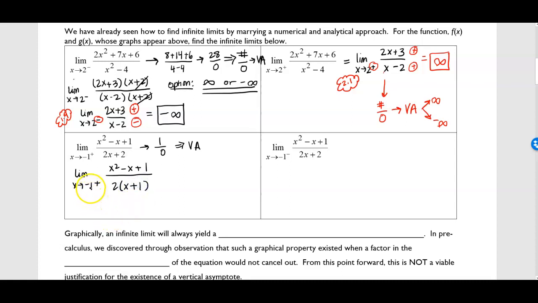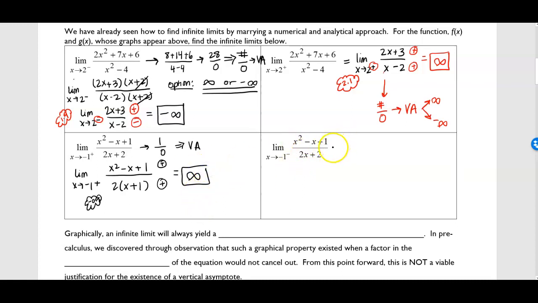If I plug in a number a little to the right of negative 1, that would be like negative 0.9. I would get something positive in the numerator. So my numerator is always positive. My denominator would also be positive. And so my answer here is positive infinity.